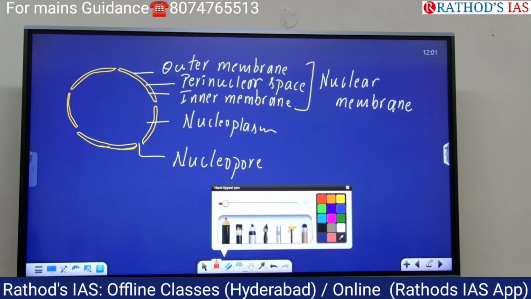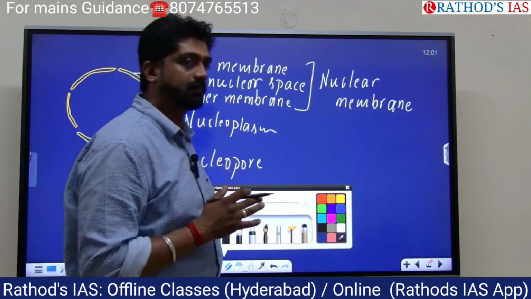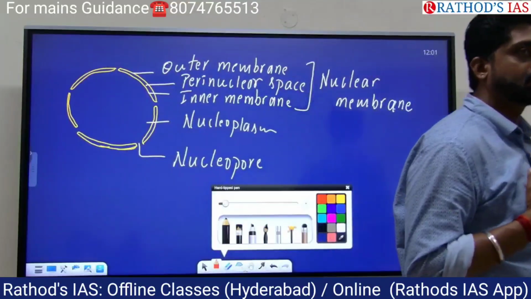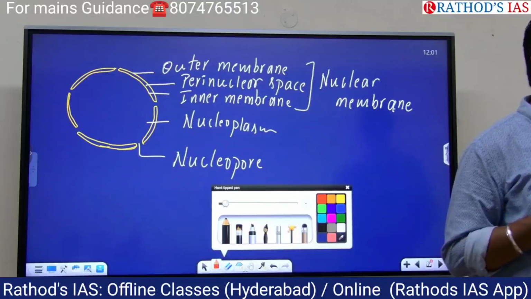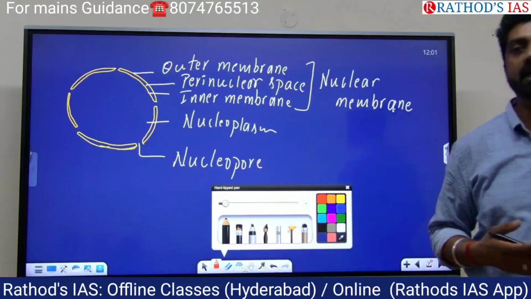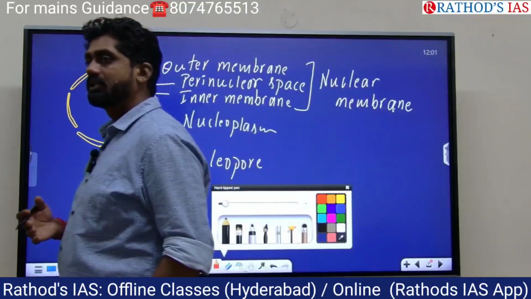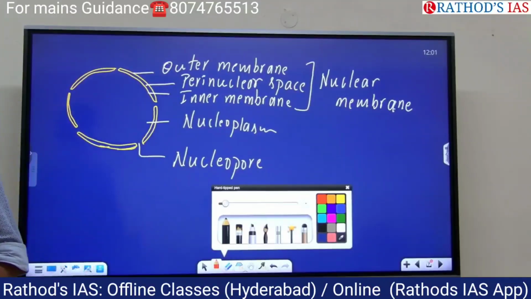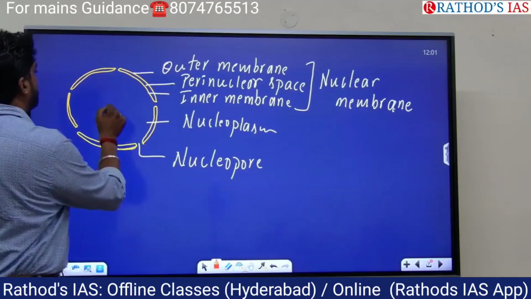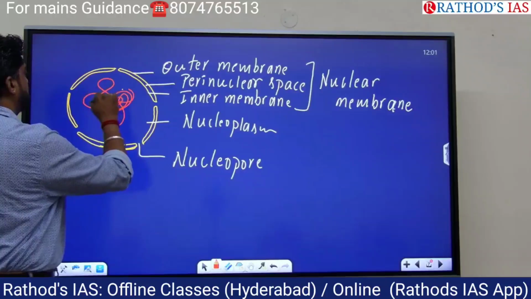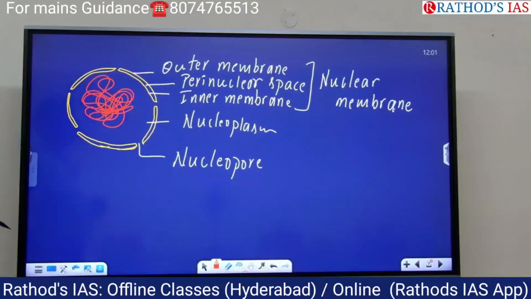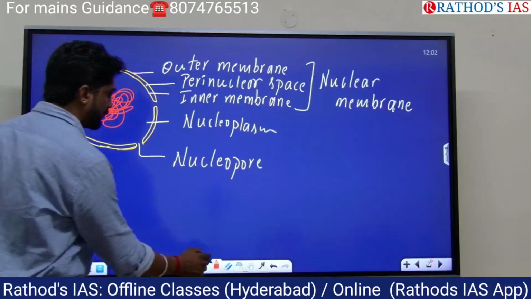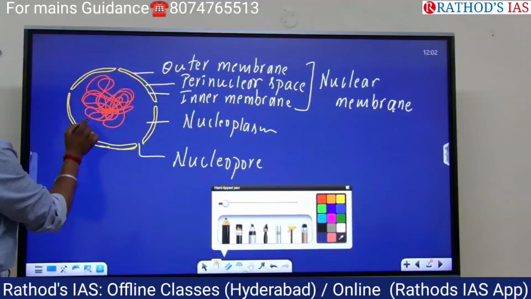Okay. And within this nucleus, there is one important thing, the blueprint of you, the blueprint of me, which is passed on from generation to generation, from grandfather to father to me to my son. That blueprint is called genetic material or hereditary material. That hereditary material is a thread like, noodles like structure, and this is called chromatin.